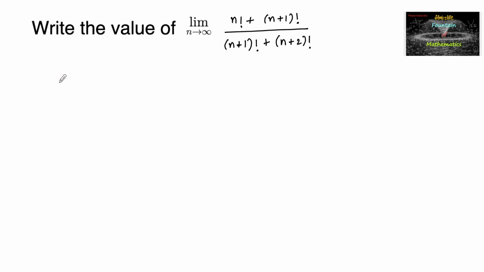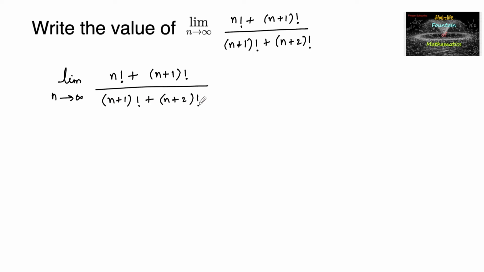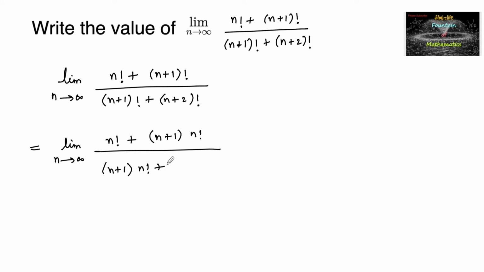Write the value of limit n tends to infinity (n factorial plus n plus 1 factorial) upon (n plus 1 factorial plus n plus 2 factorial). So this is equal to limit n tends to infinity n factorial plus n plus 1 factorial, we can write it as (n plus 1) into n factorial upon n plus 1 factorial in the denominator, (n plus 1) into n factorial, and n plus 2 factorial we can write (n plus 2) into (n plus 1) into n factorial.